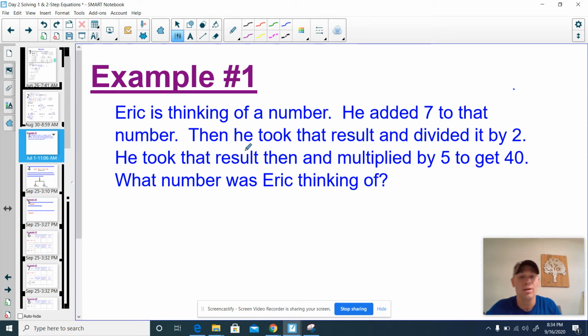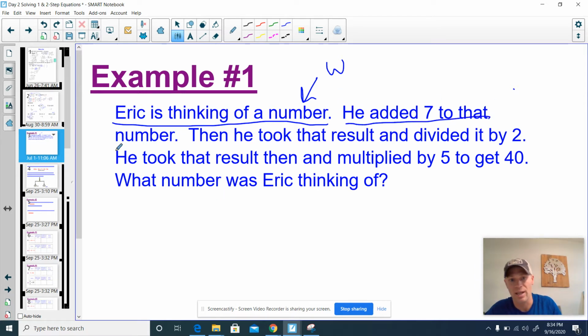What number is Eric thinking of? All right, so this sounds like something that we need to break down because it's pretty confusing if we try to take it all at once. And so let's break it down sentence by sentence. Eric is thinking of a number. Let's assign a variable to that number, and let's just call it W. Okay? He added 7 to that number.